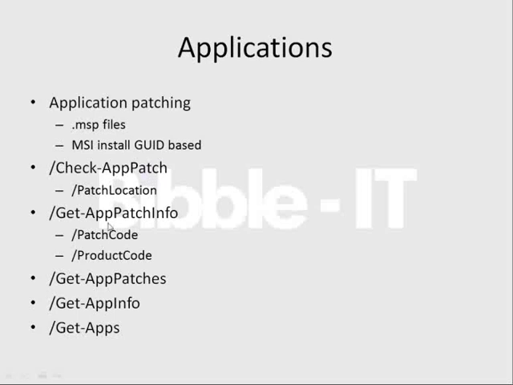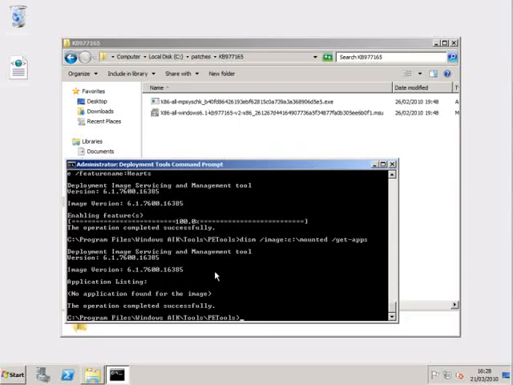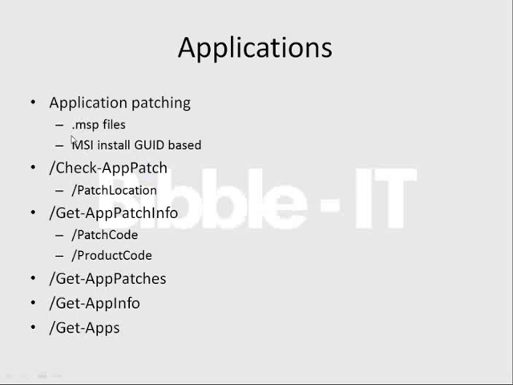Or you can do get app patch info, which gives you the GUIDs for the patch and tells you what product codes it's expecting. Get app patches, get app info, and get apps. Again, similar to what we've been looking at before. If we run get apps against my image, I've not actually got anything installed because it was just a vanilla Windows 7 installation. But you could well have something like Office 2007 installed in there, and using the MSP files, you'd be able to apply those against your image.